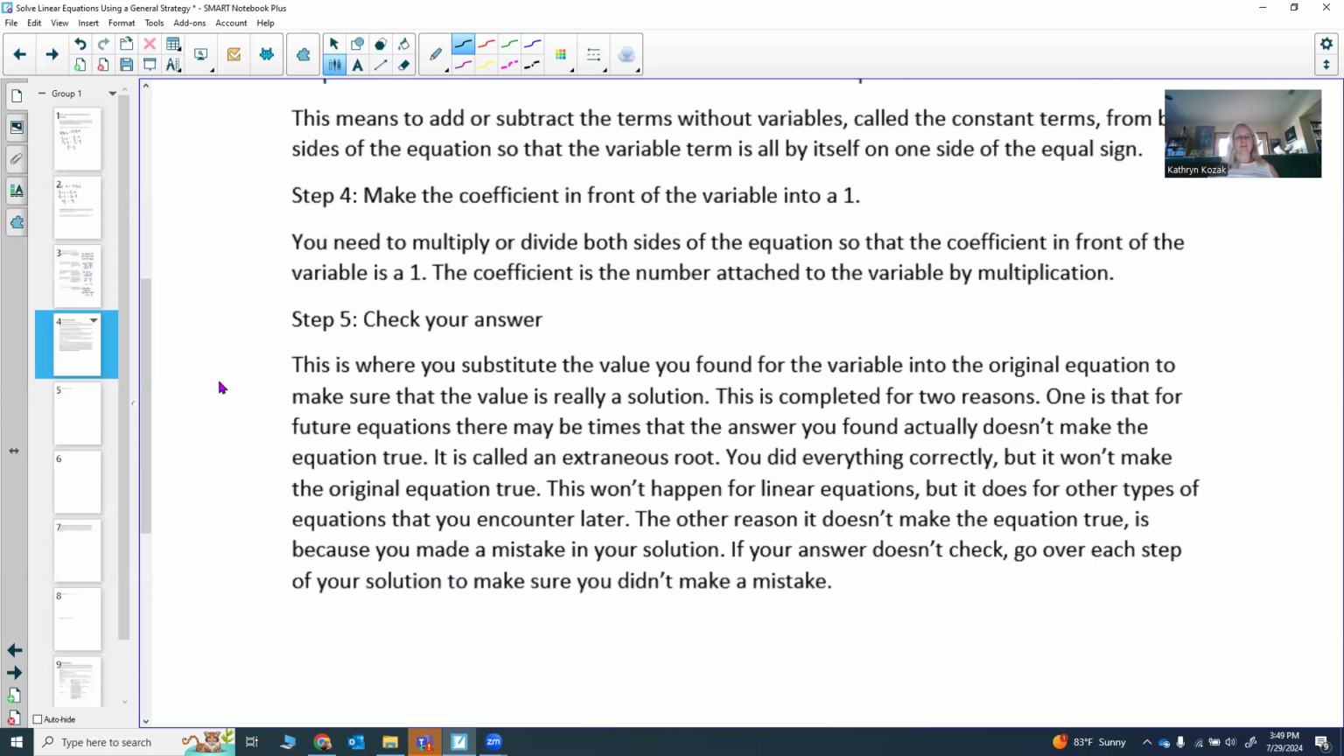And then step 5 is to check your answer. This is where we substitute the value we found for the variable into the original equation to make sure that the value is really a solution. This is completed for 2 reasons.